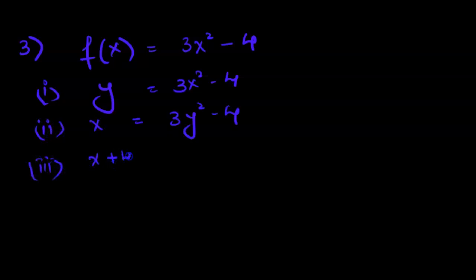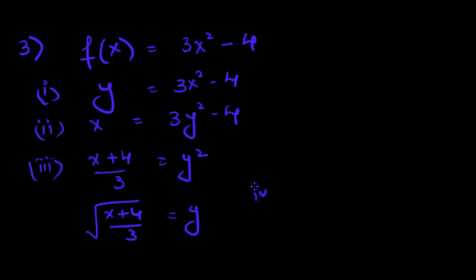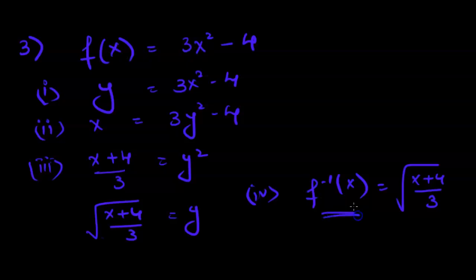So we would get (x plus 4) divided by 3 is y squared. And then y would be equal to the square root of (x plus 4) over 3. And then the fourth step is rewrite the function as inverse function. So we would have f inverse of x is equal to the square root of (x plus 4) divided by 3. This is how we follow the same steps to get the equation when it is in quadratic form into its inverse form. Let's do one last question for the sake of practice again.